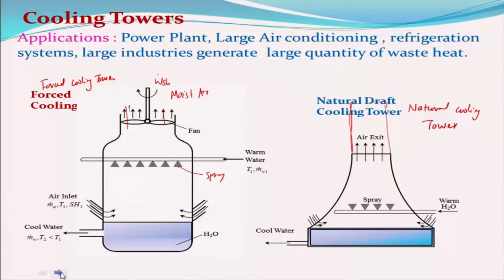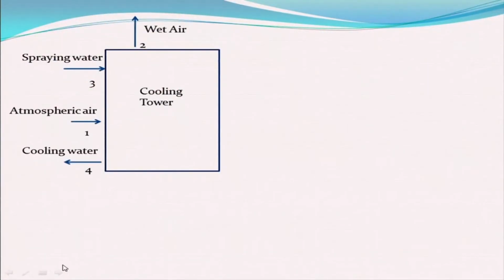So as I told, this is a forced draft cooling tower, and we can think of using basically two things. One is atmospheric air entering, and the wet air going out. Spraying water is coming in at a higher temperature, which we can call T3. This cooling water is collected here and goes out at the end. This is what we are trying to model, and this is T4. So T4 is always less than T3. Otherwise, what is the purpose?